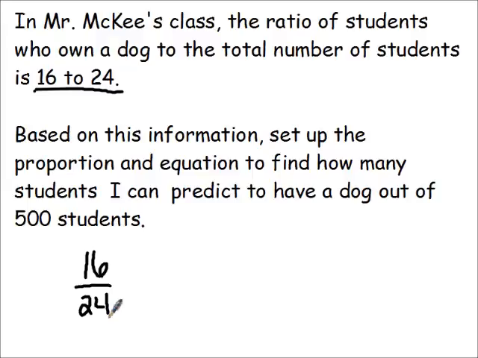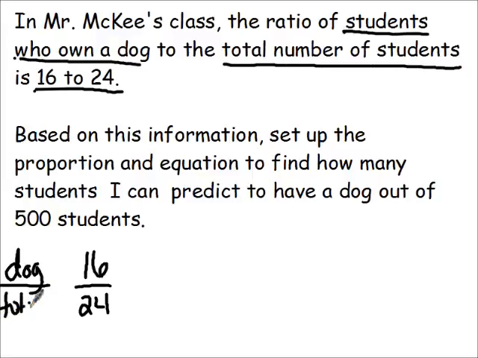And we need to know what each of these numbers represent. Now we know that 16 represents students who own a dog. So for short, we'll just call those dog. And then we have the total number of students. So we'll put total. Now we know that those really represent students with a dog and total students. So when we go to set up our equivalent ratio, we'll keep in mind that on top we have students who have a dog, and on bottom we have total students.